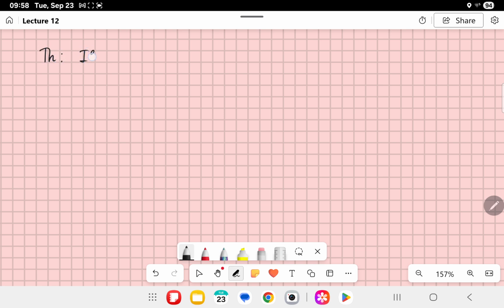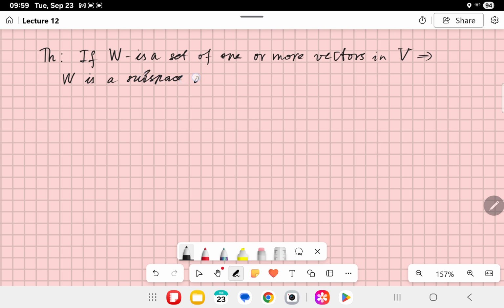Theorem: if W is a set of one or more vectors in vector space V, then W is a subspace of V if and only if, a special way to say this, both directions, there are two conditions.